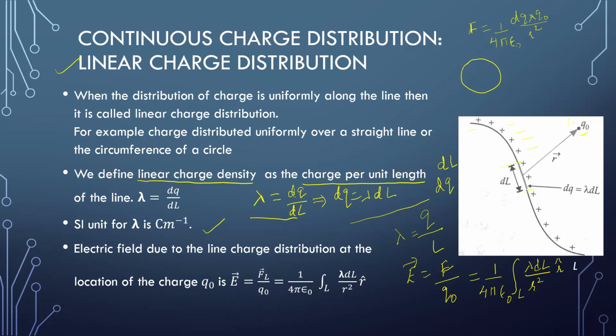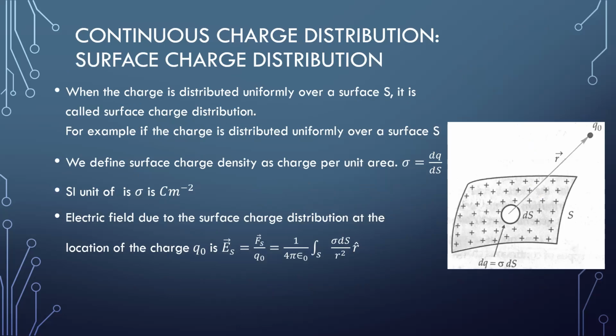So that is what I have written over here, and this is for the small element, but the whole line of charge can be divided into very, very small elements, and therefore the total field due to the entire line of charge at the point Q0 will be nothing but the summation of that, and the summation is nothing but the integration, therefore integration of lambda dl upon r square into r cap, and 1 upon 4 pi epsilon naught is the electrostatic force constant. So that is your electric field intensity at the location of the charge Q0 due to the entire line of charge, right.